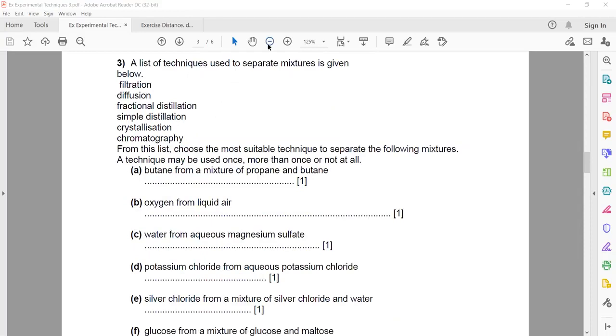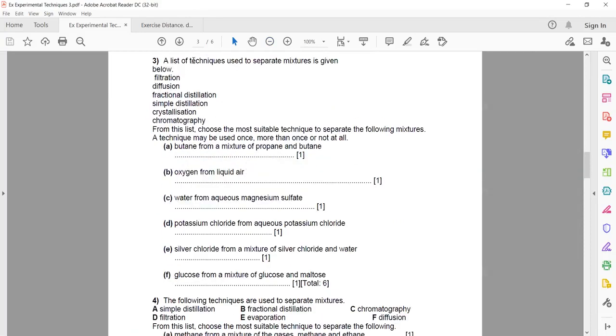In question 3, a list of techniques used to separate the mixture is given below. The filtration, diffusion, fractional distillation, simple distillation, crystallization, and chromatography. From the list, choose the most suitable technique. A technique may be used once, more than once, or not at all. So it's not necessary that all of them will be the answer. So you can use them more than once, or not at all.